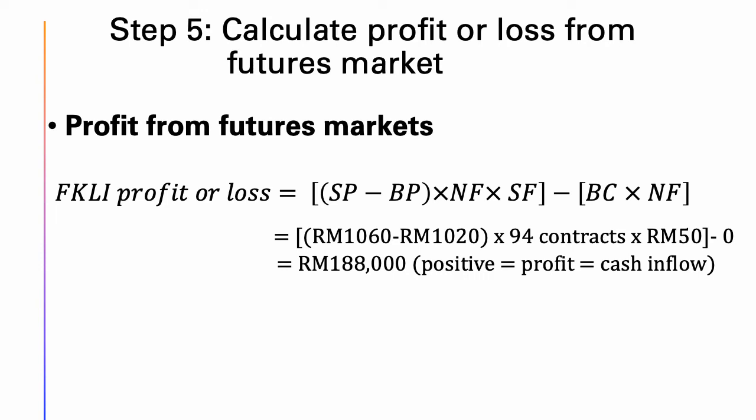So selling price, if you look at your arbitrage table, selling price of FKLI is at 1060. Your buying price at 1020. Number of futures is 94 contract. Size of FKLI, you need to remember, RM50 per contract. So you get 188,000. So it is a positive value. Positive means you make profit from futures contract. Profit means cash inflow.